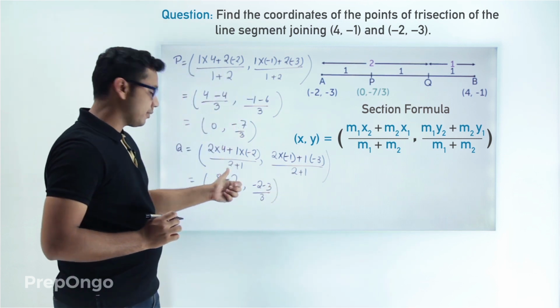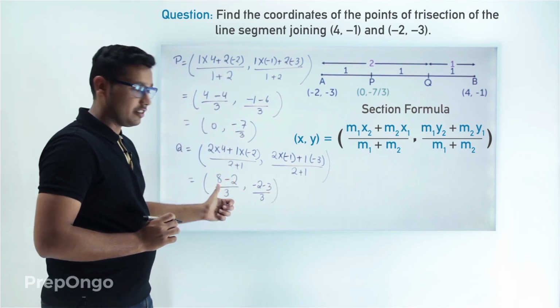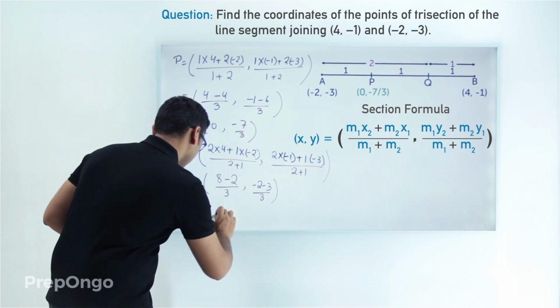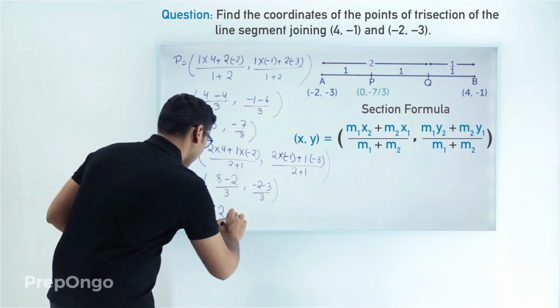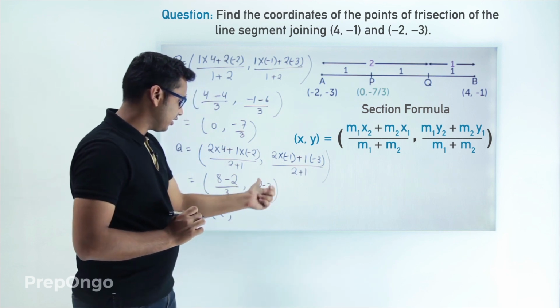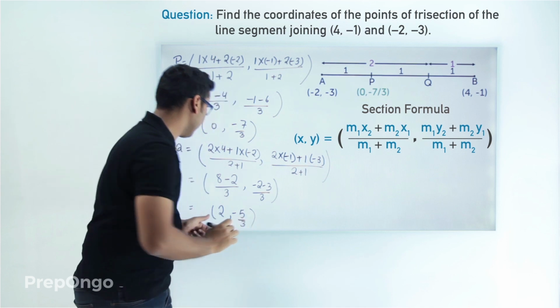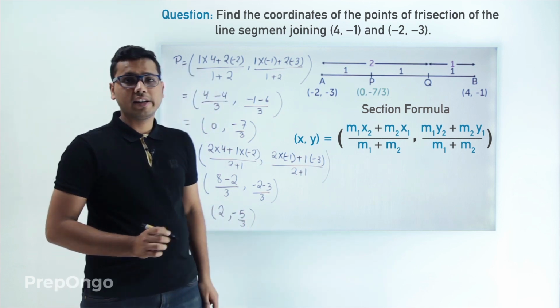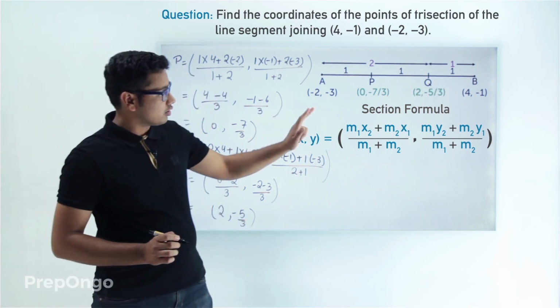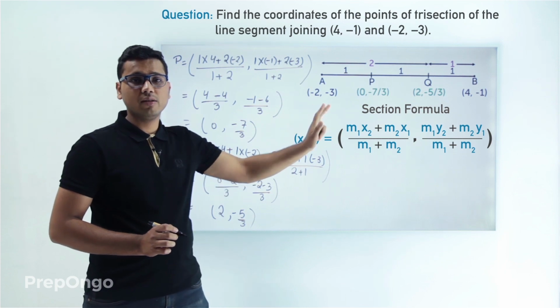Now this will be 8 minus 2 will be 6, and divided by 3 will come out to be 2. So this will be 2, and comma, this will be -5 by 3. So the coordinates of Q are coming out to be (2, -5/3). So we can mark the coordinates of Q to be (2, -5/3).